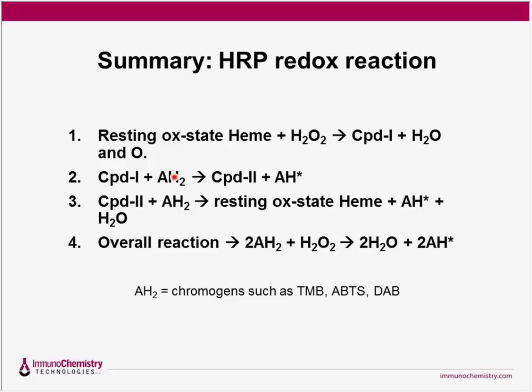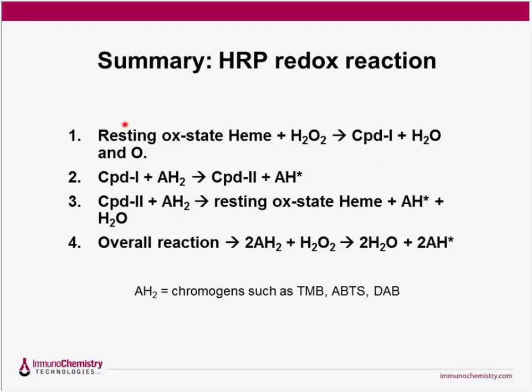So when the electron acquired from the first reducing substrate converts the compound 1 to compound 2, this compound 2 still has enough oxidizing potential to convert another substrate molecule, and if you were using TMB, you would end up with another green substrate molecule, and the enzyme can then get back to its resting state.